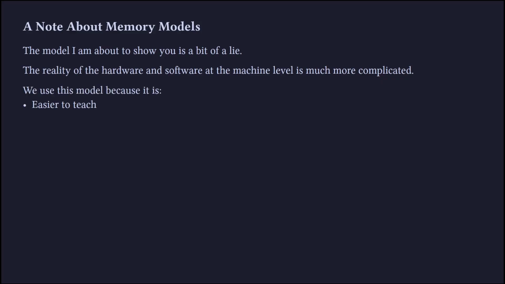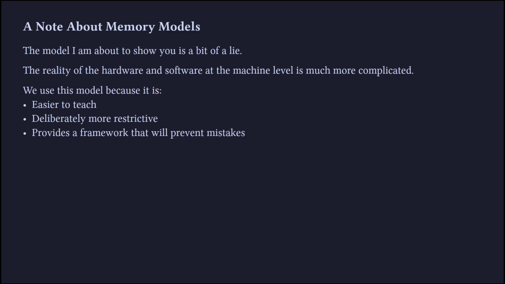In practice, it's really easy to teach this model that I'm presenting today. It's deliberately more restrictive. There are going to be certain things that you can't do within it, but because of that restriction, you're going to make fewer mistakes when writing code, which is one of the things that puts people off languages with pointers, because there are a lot of ways you can screw up, as we will find later.